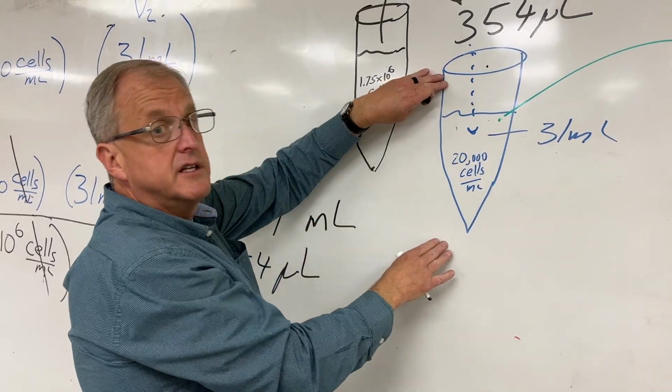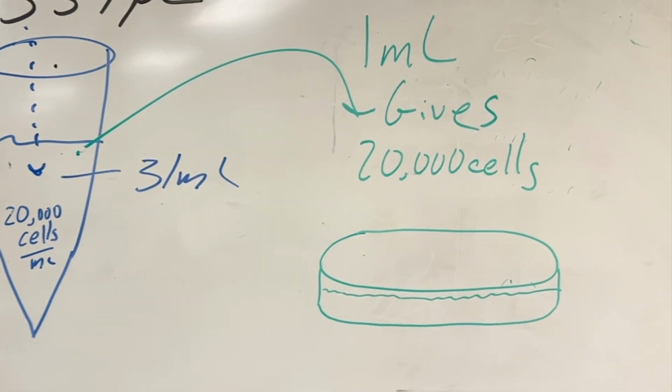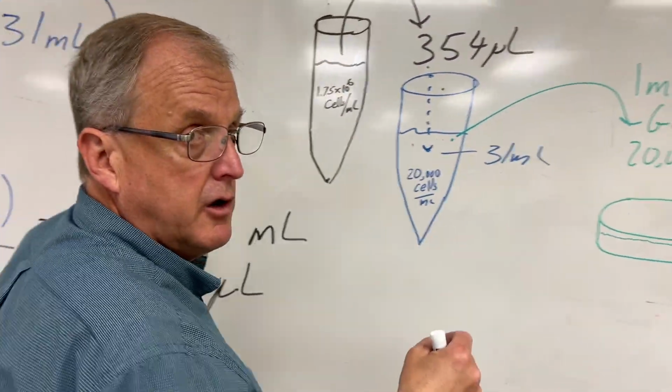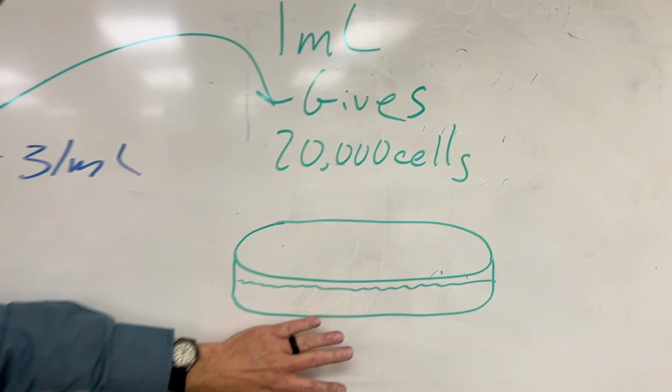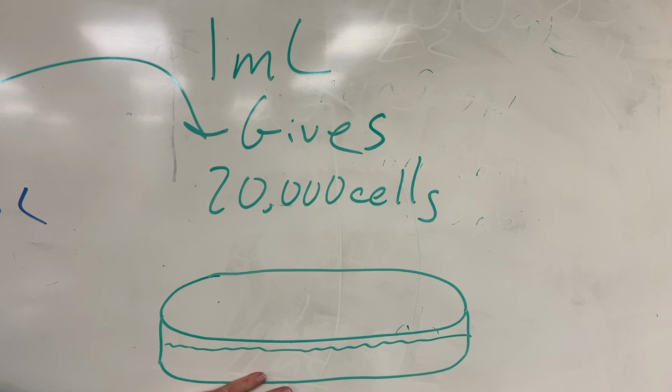When I have this done, I can take 1 mil out and put it into petri dishes. I already told you that I want each of those petri dishes to receive 1 mil of 20,000 cells. So that's basically how I would set this up, and I'd place these in the incubator until we have to use them.